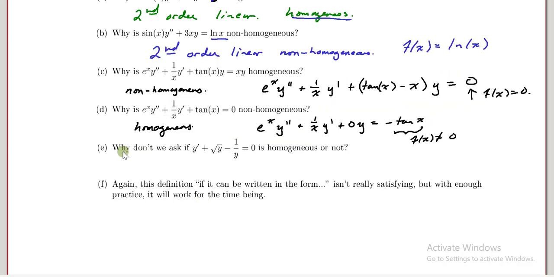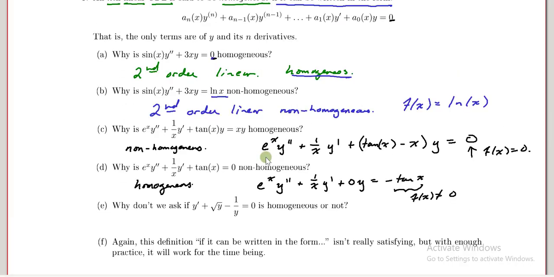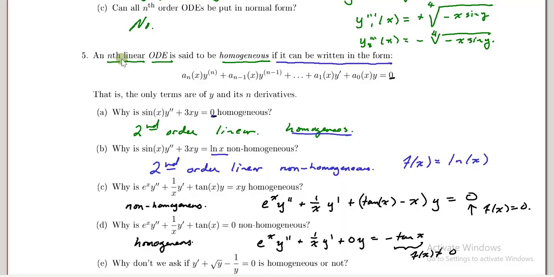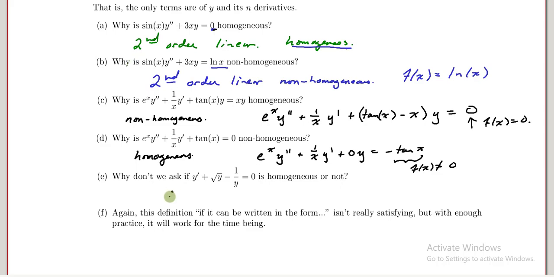Let's look at this example. Why don't we even ask the question, is this ODE homogeneous or not? It doesn't even make sense to ask the question, is this ODE homogeneous? Because in order to be homogeneous, it first had to be linear. So this ODE is not linear. Why is it not linear? Here I'm taking the square root of the dependent variable y. Here I'm dividing the dependent variable y into the number 1. Those are both nonlinear operations, so this ODE is not linear.